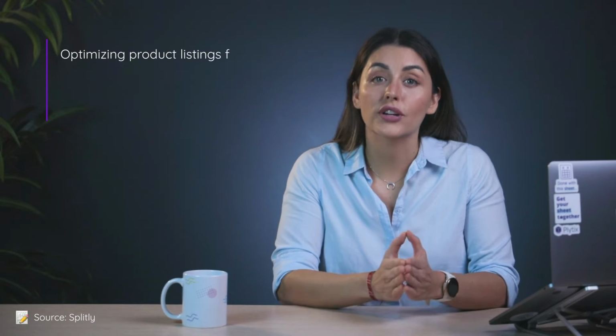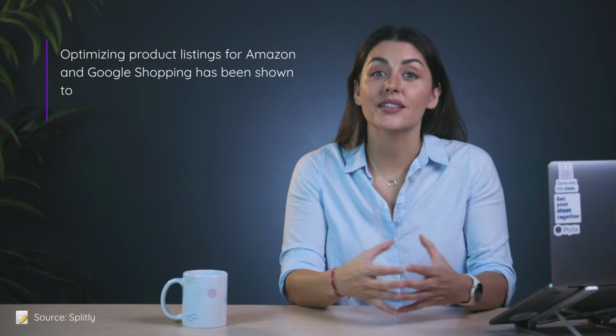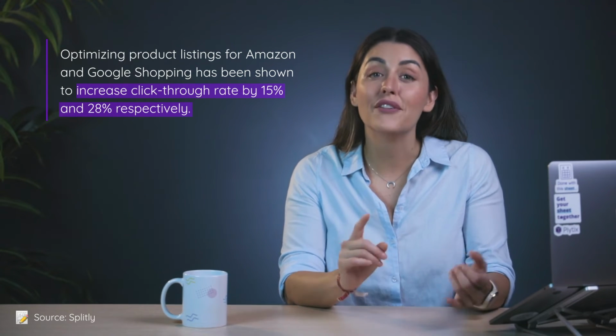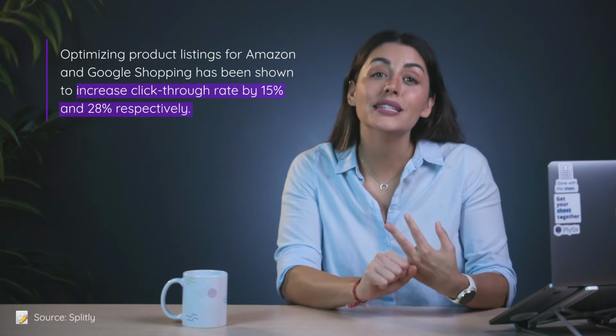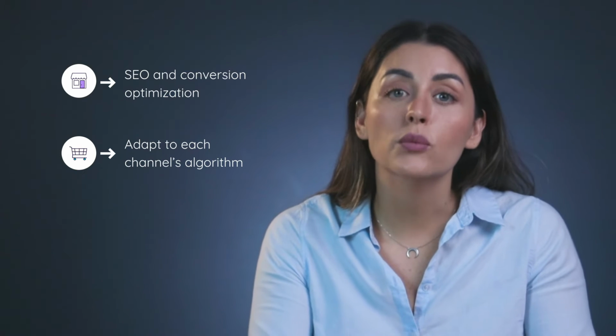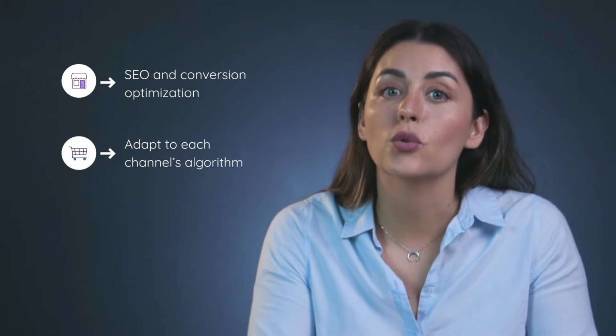Optimizing product listings for Amazon and Google Shopping according to their specific criteria has been shown to increase click-through rates by 15% and 28% respectively compared to unoptimized listings. So to sum up the 2 points here, for your online store, focus on SEO and conversion optimization. And for third-party platforms, adjust your strategy each time to align with that specific channel's algorithm in order to rank higher.